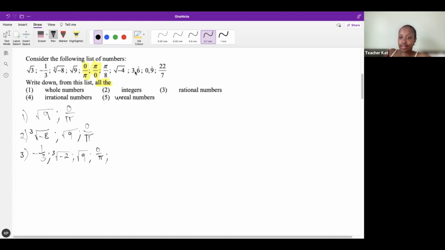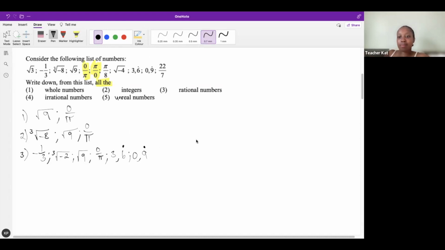3, 6 recurring. Laura says yes. Laura, can you square root a negative number? Are we allowed to square root a negative number? No. There we go. Okay, 3, 6 recurring. Is that a rational number? Yes, it is, because it is a recurring decimal. 0, 9 recurring. Is that a rational number? 0, 9 is indeed a rational number.